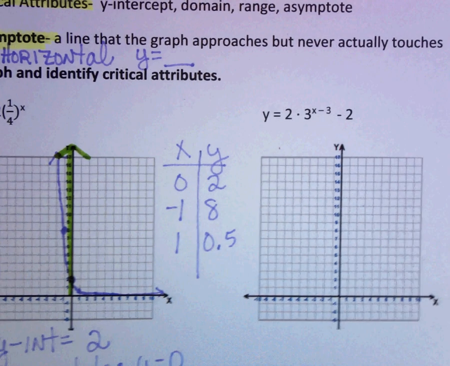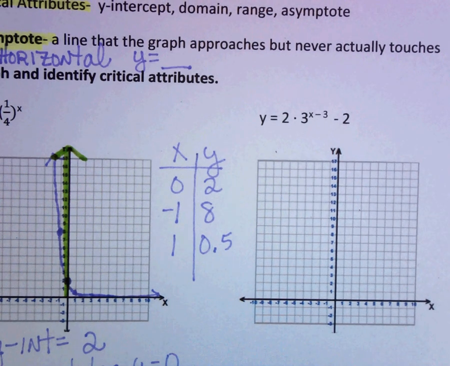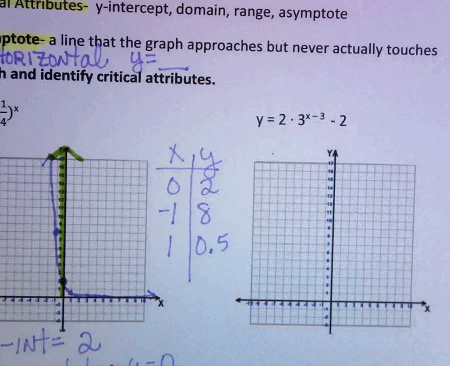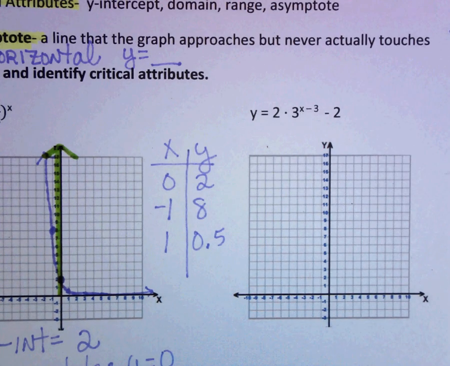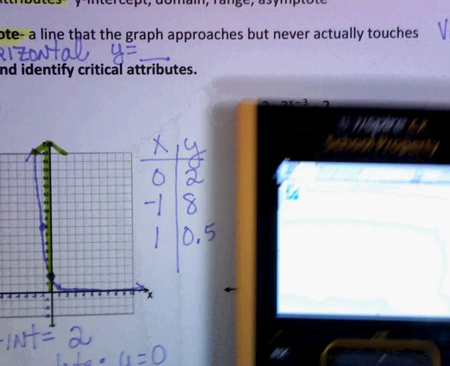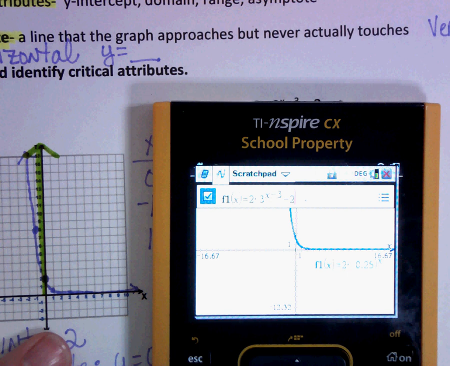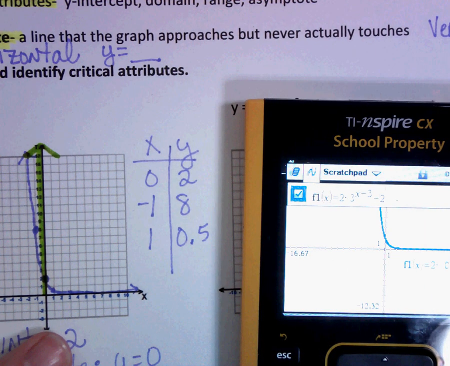Okay, so let's look at this next one. This one's a little bit trickier. It's in a little bit different form, and I did this one on purpose because I wanted you to see that your asymptote is not always y equals 0. So I'm going to plug this into my calculator. Here it is in my calculator. I'm going to hit enter.